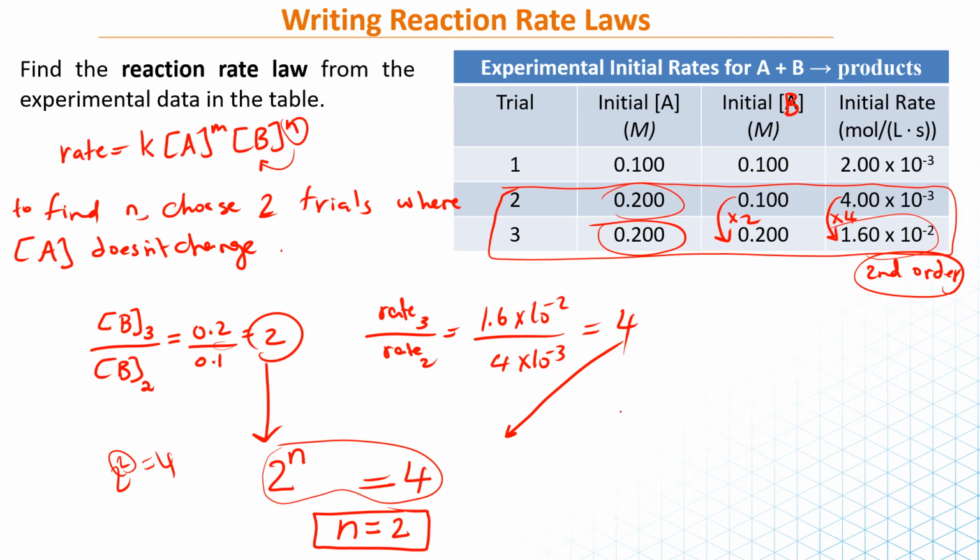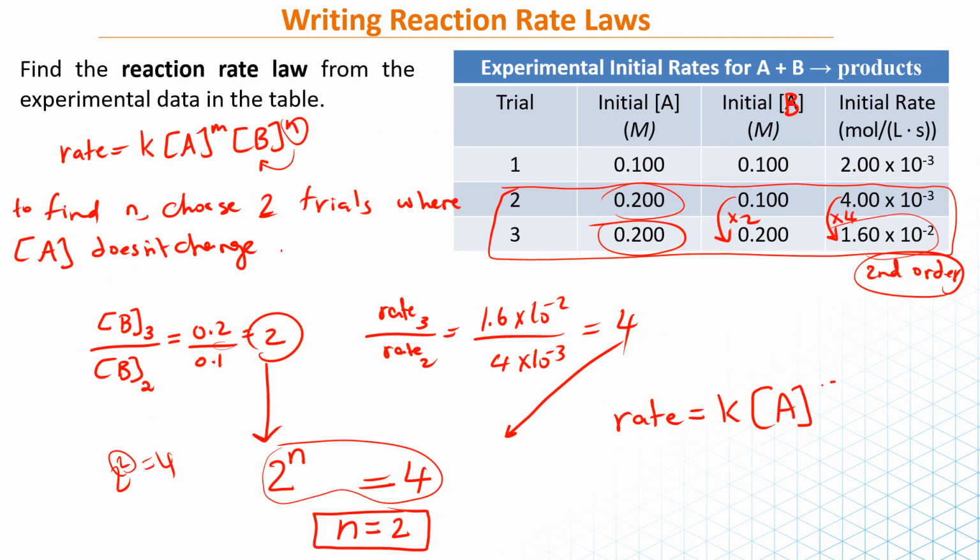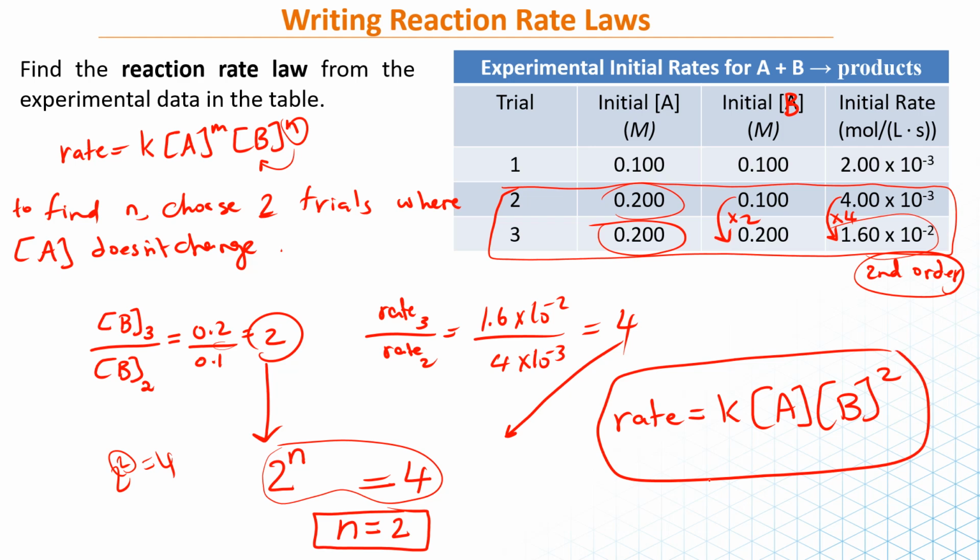Okay? So now the rate equals k, the concentration of A, we talked about it, we found A is 1. And now, B is 2. And this is how we do it, guys. We found the equation, the rate equation. So overall, order is 1 plus 2 equals 3, which is third order. Okay, guys?